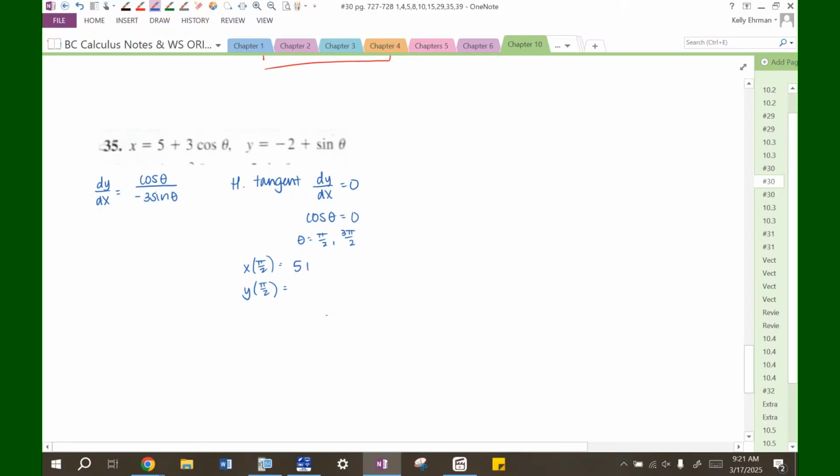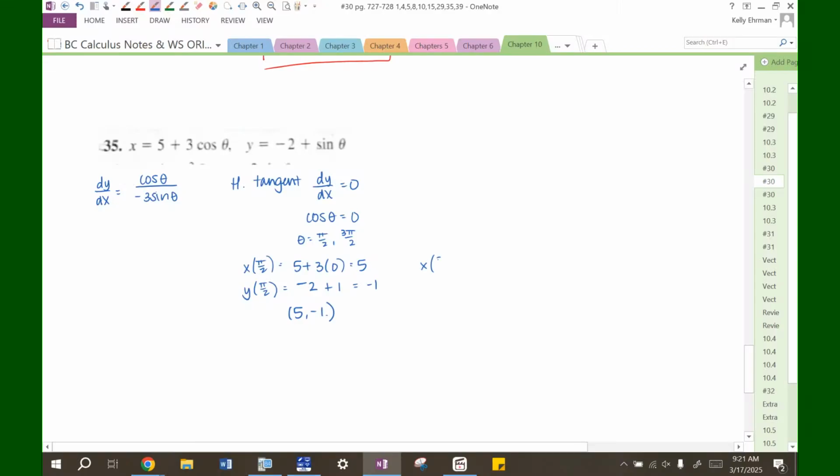So x is 5 plus 3. Cosine of pi over 2 is 0. So x is 5. Y is -2 plus the sine of pi over 2, which is 1. So that's -1. So there's a horizontal tangent at 5, -1.